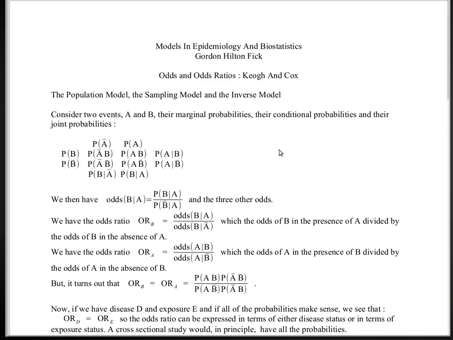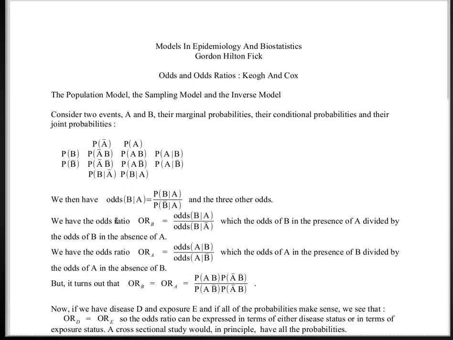Notice here that if all of the pieces are available, we can discuss the probability of A given B, or we can discuss the probability of B given A. All are available. There are four joint probabilities, two marginal probabilities, the probability of A and the probability of B, and again these conditional probabilities. They're all available. And then we can compute the odds quite directly. We've got four odds.